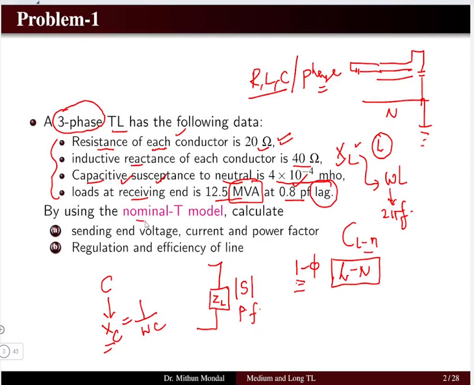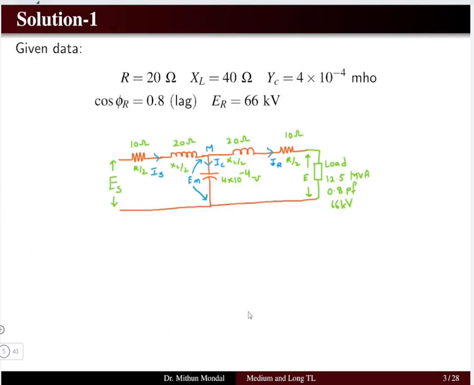By using the nominal T-model, you have to calculate certain parameters. What are they? Sending end voltage, current and power factor. That is, for the sending end, you have to calculate the voltage, current and power factor. You have to calculate the regulation and efficiency of the line. So this is the first problem. Let us see the solution.